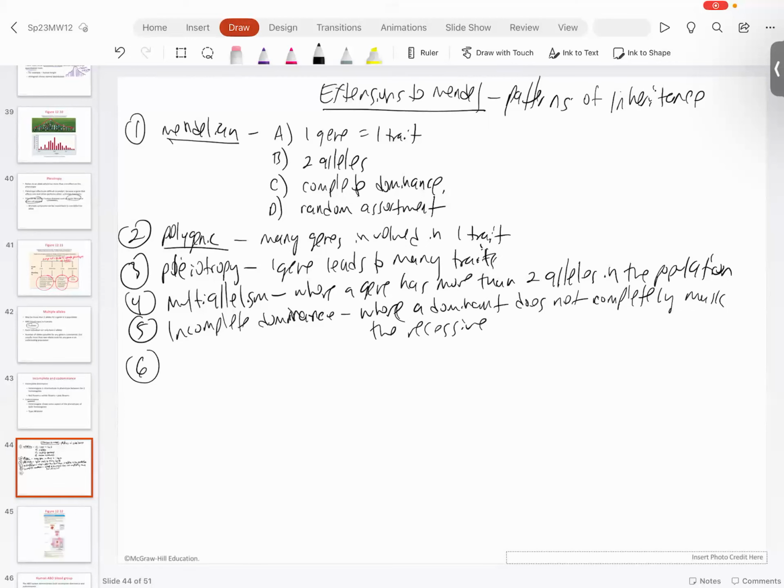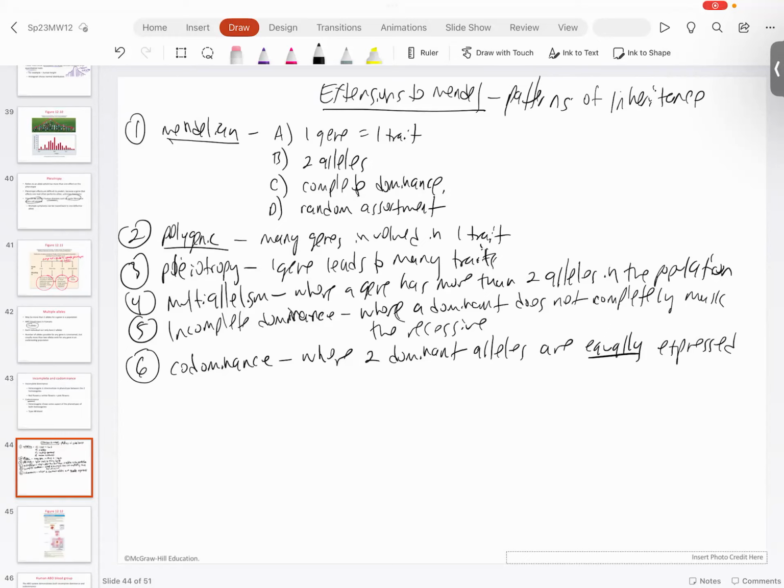Now, similar but not the same is what's called codominance. Codominance is where two dominant alleles are equally expressed. Notice I underlined equally. So this is a straight down the middle, 50-50 power sharing structure. That's what this is. So you see evidence of both. There is not one that is greater than the other. They're equals, 100% equals.